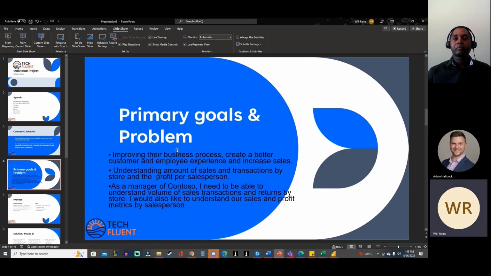The primary goals and problem. Improving their business process, create a better customer employee experience, and increase sales. Understanding amount of sales and transactions by store and the profit per salesperson. And the problem, as a manager of Contoso, I need to be able to understand volume of sales, transactions, and returns by store. I would also like to understand our sales and profit metrics by salesperson.